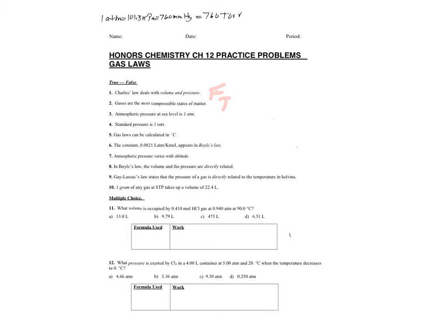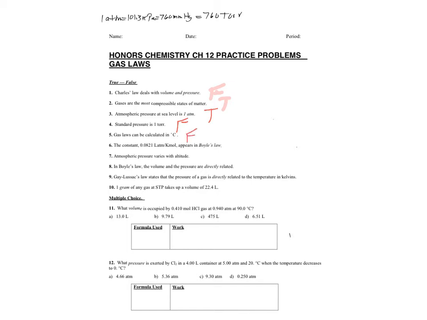Atmospheric pressure at sea level is 1 atm. That is true. Standard pressure is not 1 torr, it's 1 atm, so that is false. Gas laws can be calculated in Celsius. They can never be calculated in Celsius, only in Kelvin, so that is false.